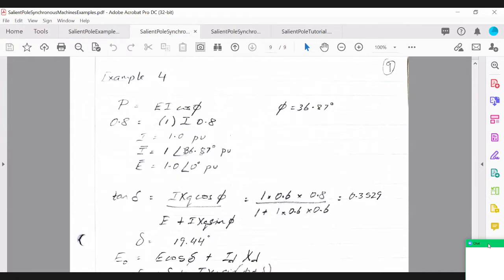And we can also write the terminal voltage in per unit. And as you know, it's the reference phasor.